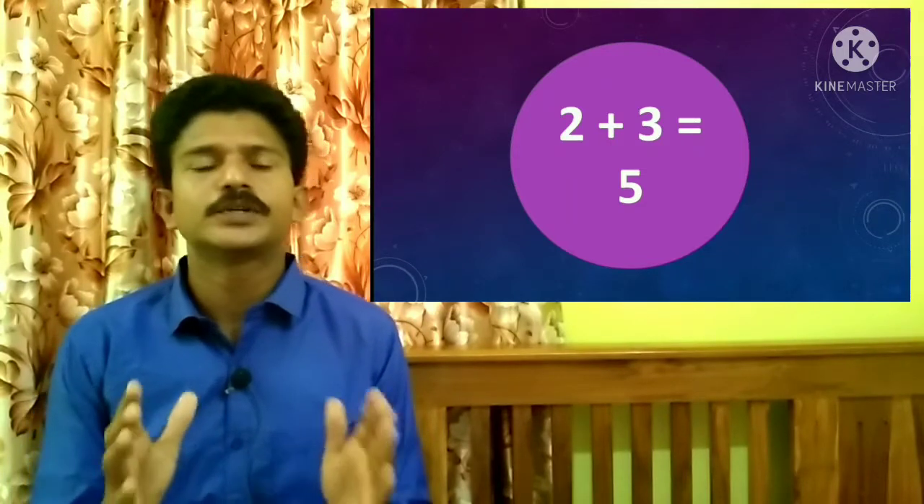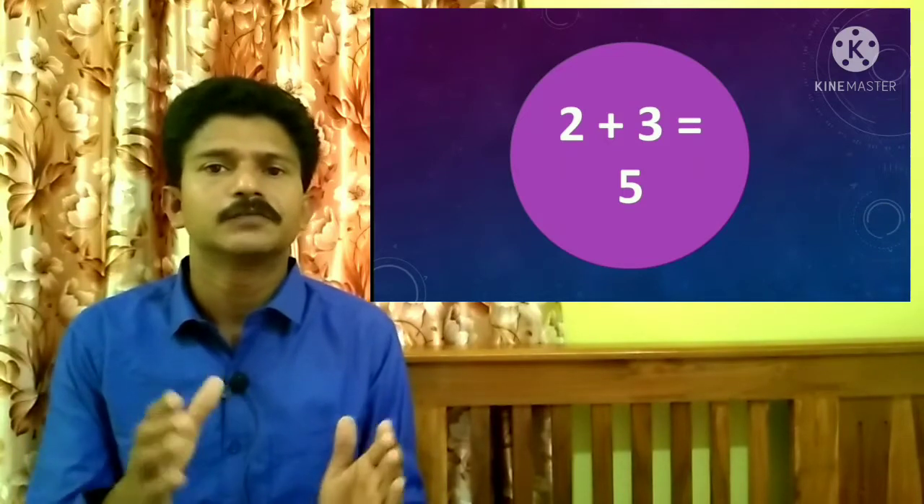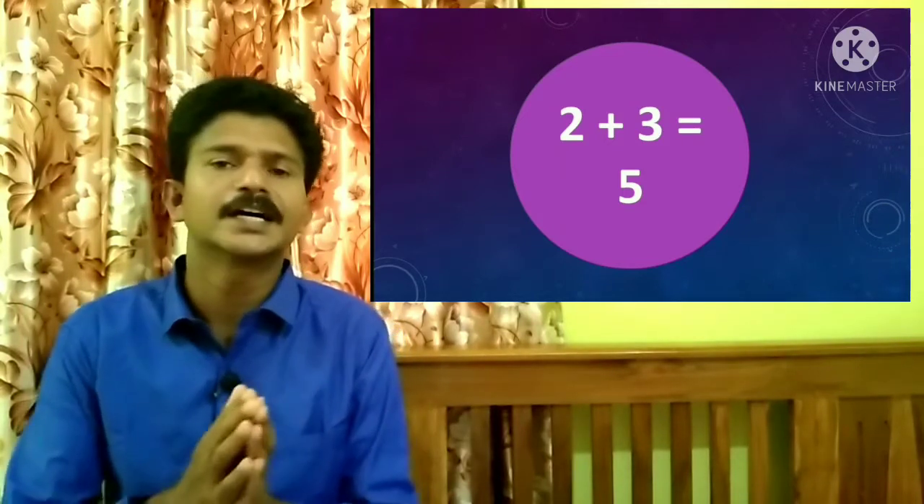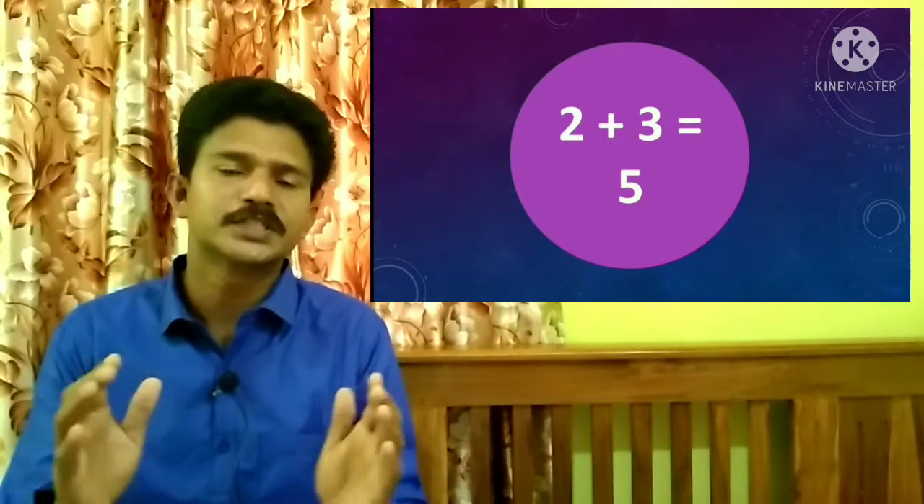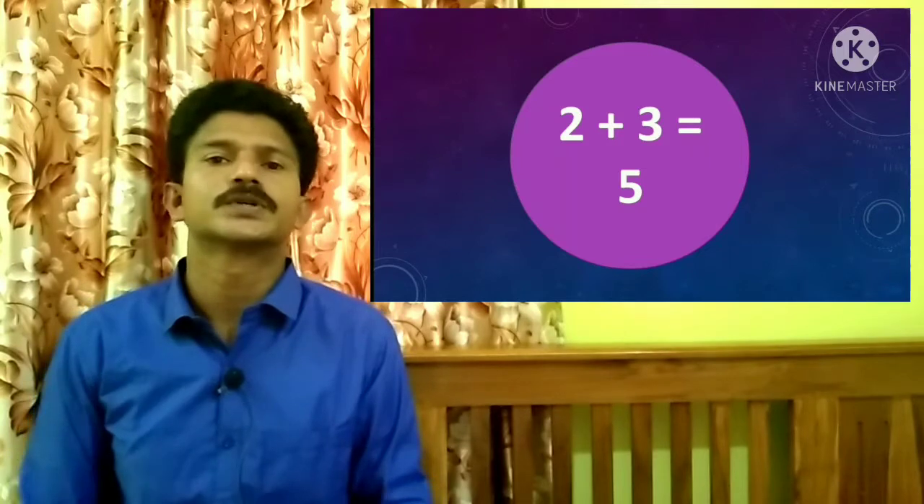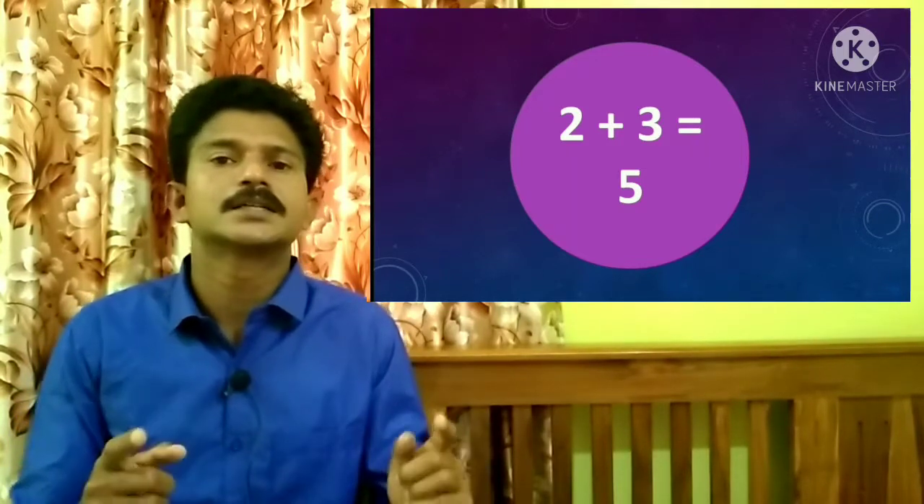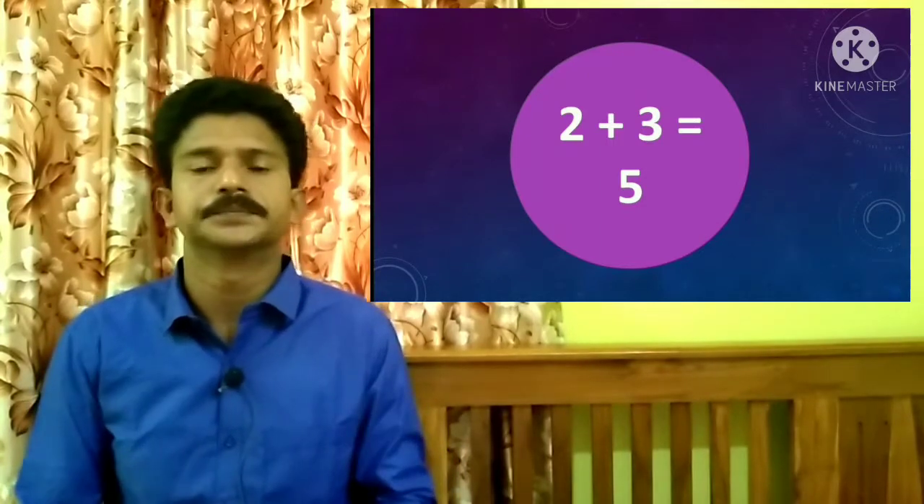So when you add these two natural numbers, we get the answer also a natural number. So we are saying that it is closed, because the answer is inside the pink circle.